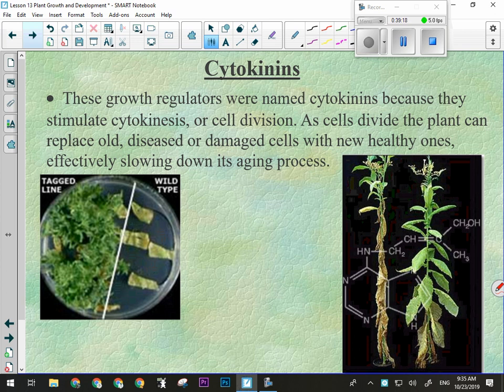It doesn't work in humans. Okay, it's not the same kind of process. Okay, so cytokinins cause cytokinesis or cell division. Okay, they effectively slow down the aging process.